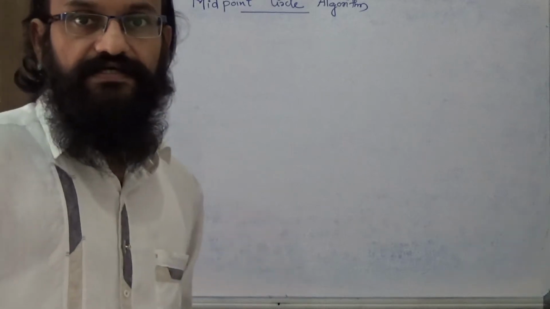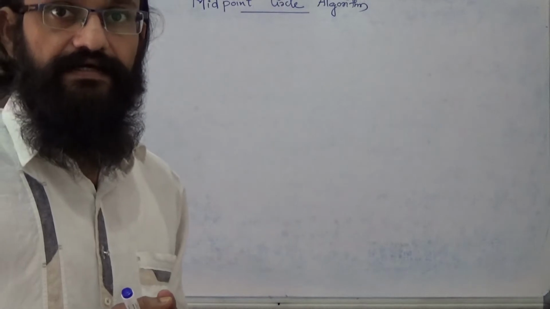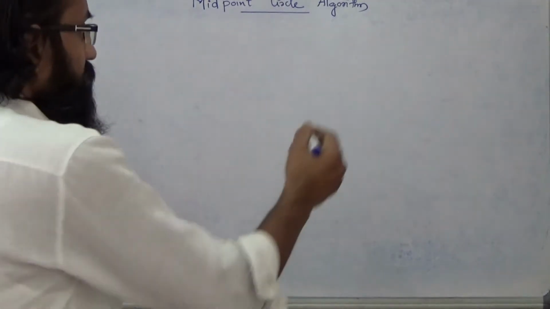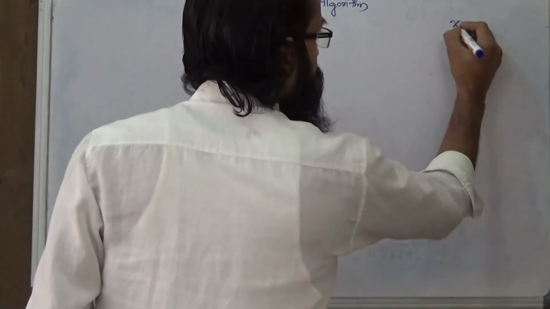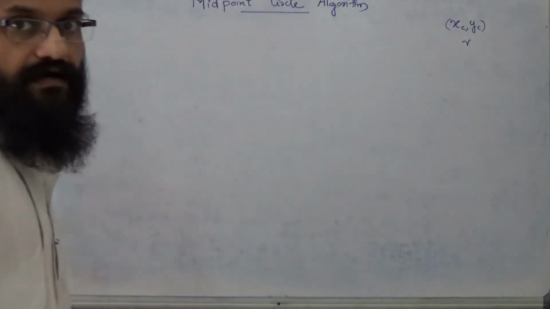This lecture deals with the midpoint circle drawing algorithm. When we consider any circle drawing algorithm, it receives two parameters. The first one is the center xc, yc, and the second one is the radius r.